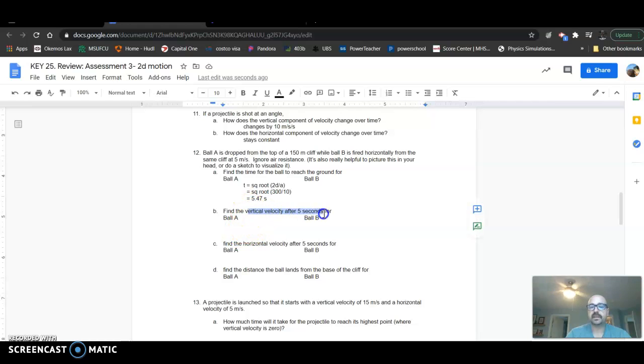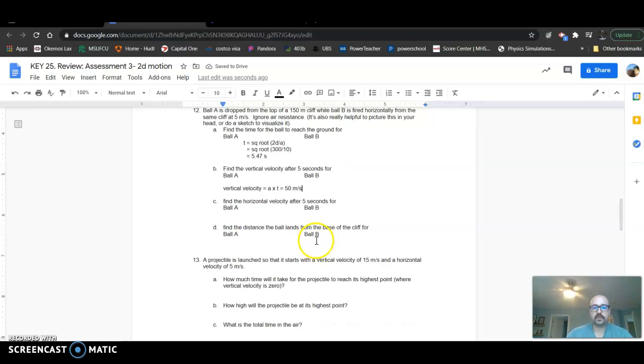Vertical velocity after 5 seconds. Some people, I think, rushed through this and used this time to find it, but it's just after 5 seconds. And so their vertical velocity would be the same for both of them. To do that, you would do the vertical velocity, and this is when it's falling, equals acceleration times time. It's like instantaneous velocity, if you remember it from back in the beginning. It starts at a velocity of 0, gains 10 meters per second each second, so 50 meters per second. Both of those have the same.